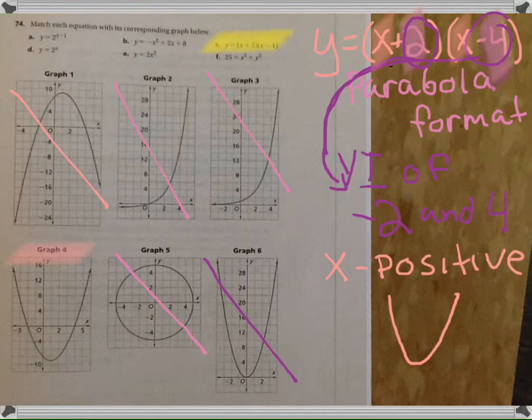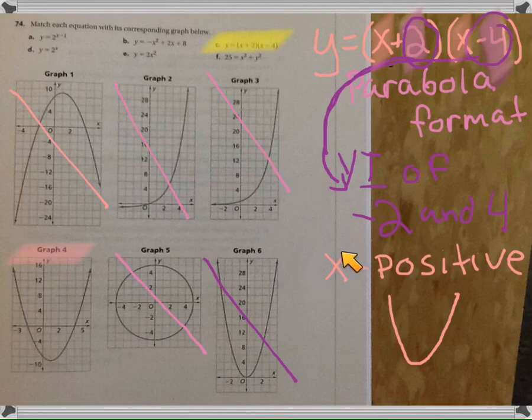C is y equals the quantity of x plus 2 times the quantity of x minus 4. This is in a parabola format, so you know it can't be graph 2, graph 3, or graph 5. Also, to find intercepts, you take these two values, the 2 and the negative 4, and multiply by negative 1, giving you the x-intercepts of negative 2 and 4, meaning it can't be graph 6.